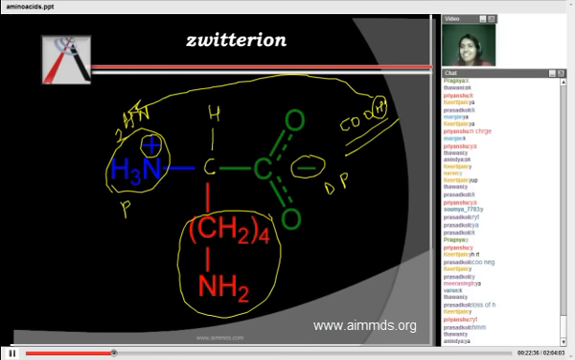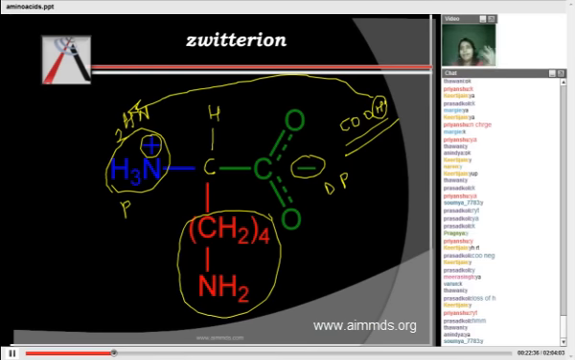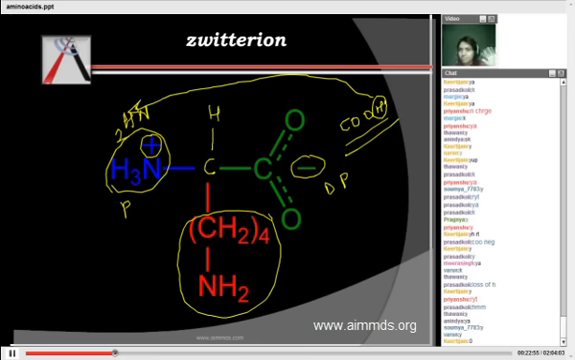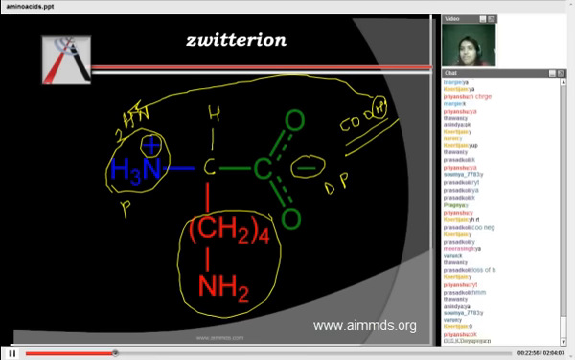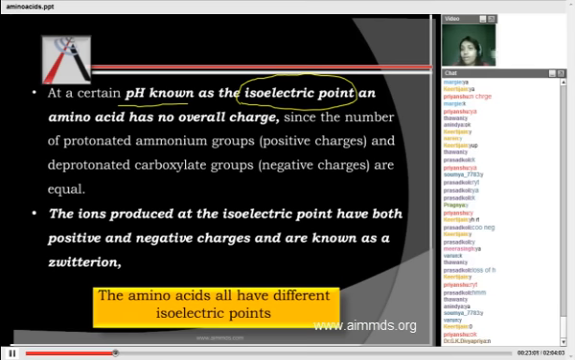But at a particular pH, this happens, and at the isoelectric pH, if you calculate the negatives and the positives, they are all the same, and the total is neutral. If you just calculate, the net charge is zero. So that is a zwitterion. That is called a zwitterion, and that pH is called the isoelectric point.